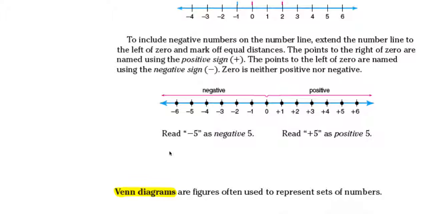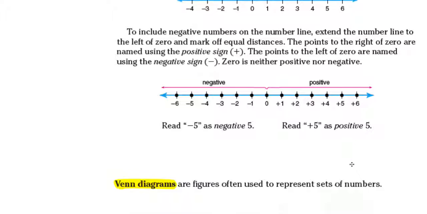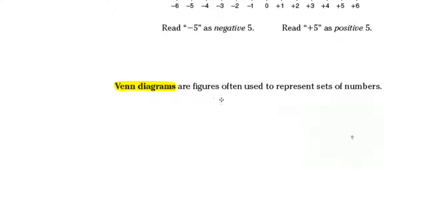Okay, not coming up. So the set of numbers used on the number line above is called the set of integers. Let's see if I can bring this up here. There it is. Let's see if I can bring that down. Okay, so the set of integers can be written as the following: -6, -5, -4, -3.